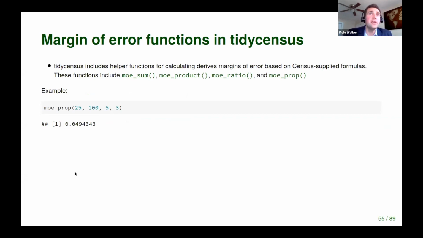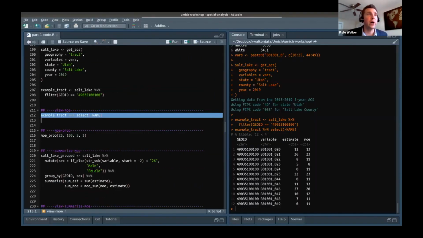moe_sum calculates a margin of error for a derived sum, moe_product for a derived product, and then moe_ratio and moe_prop for proportion, depending on what your division looks like, calculate margins of error for a ratio or proportion respectively. And so the moe_prop function, just a basic illustration of how it works, we can run that through here in R.